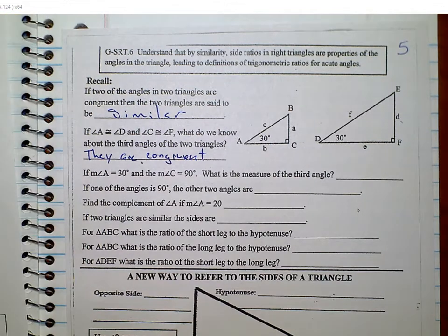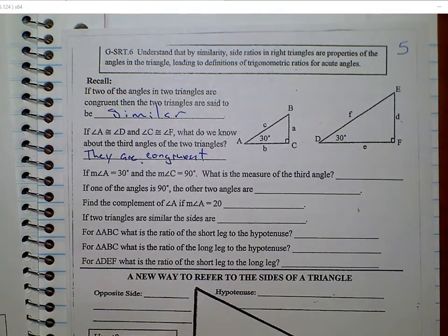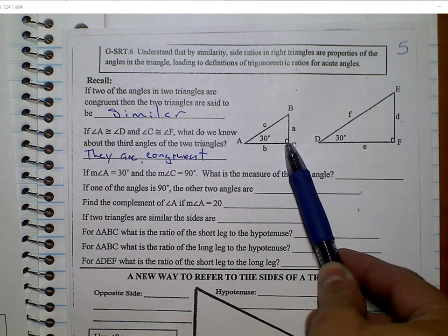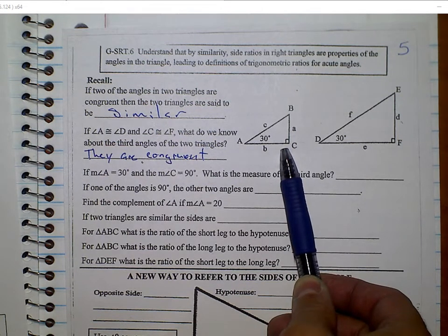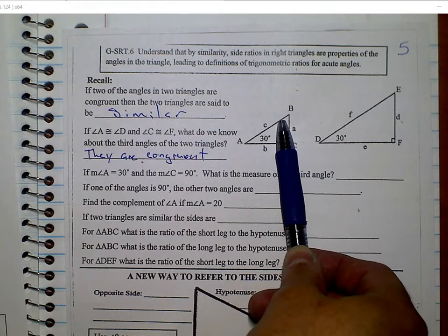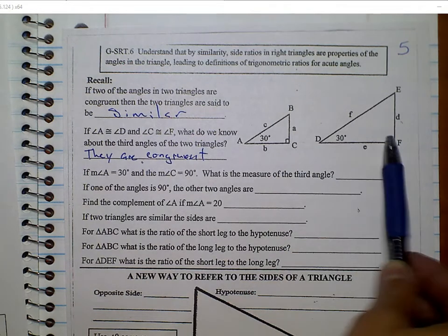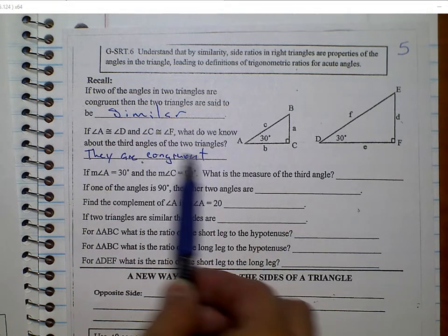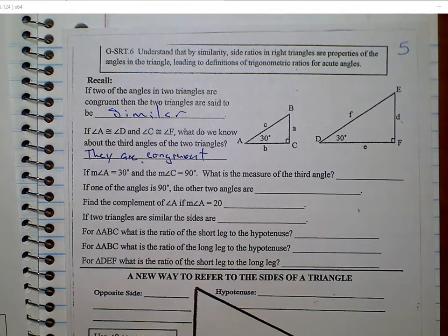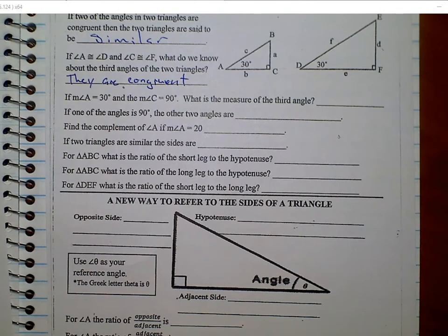Now, we know all three angles in a triangle have to add up to what? 180. So if all three add up to 180, this is 30, that's 90, so that's 120 together. So the third one, angle D, is going to be 60. The same thing goes for the other triangle: 30, 90, so that one is 60. So the third angles are going to be congruent. Make sense?